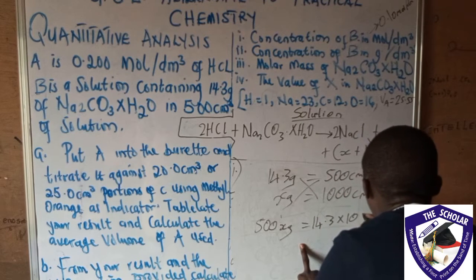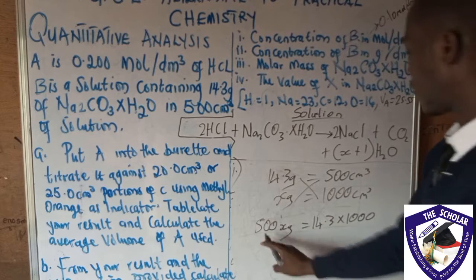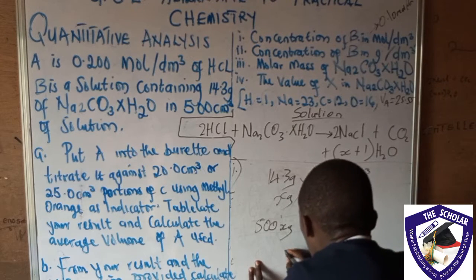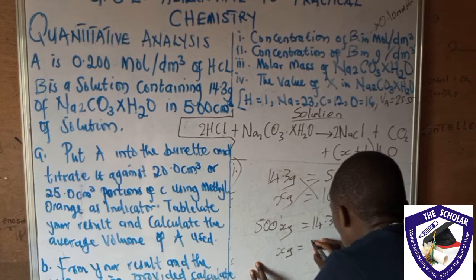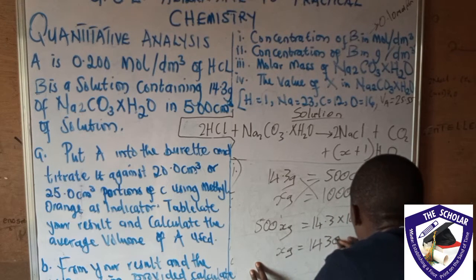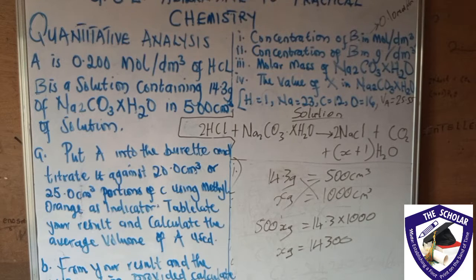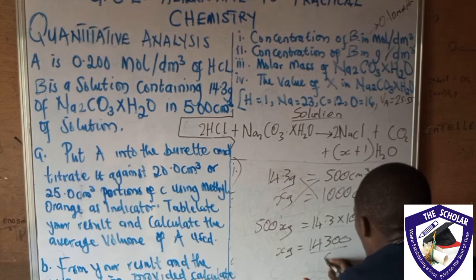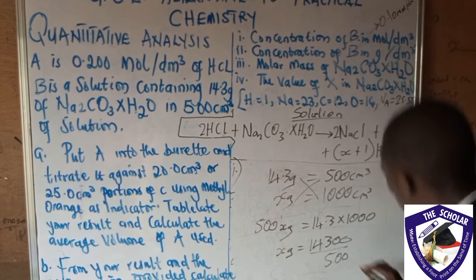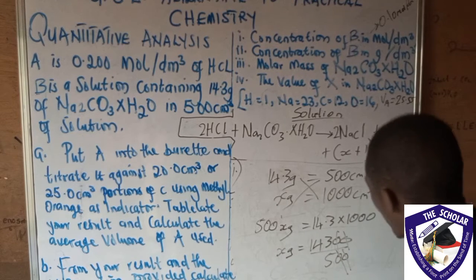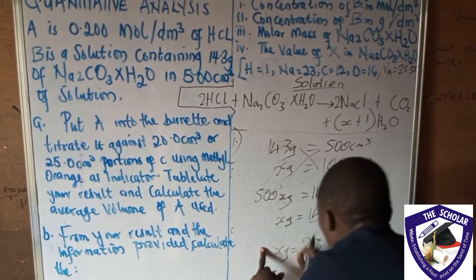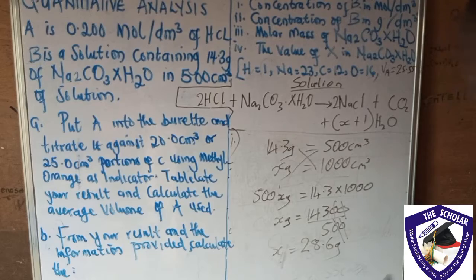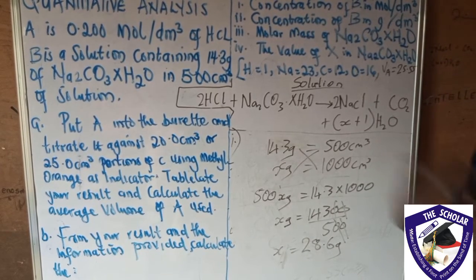14.3 times 1000. Then you divide both sides by 500. So we have x gram equal to 14.3 times 1000, which is 14,300. Then you divide both sides by 500. So from here, x gram is equal to 28.6 gram. Your x now is equal to 28.6 gram.